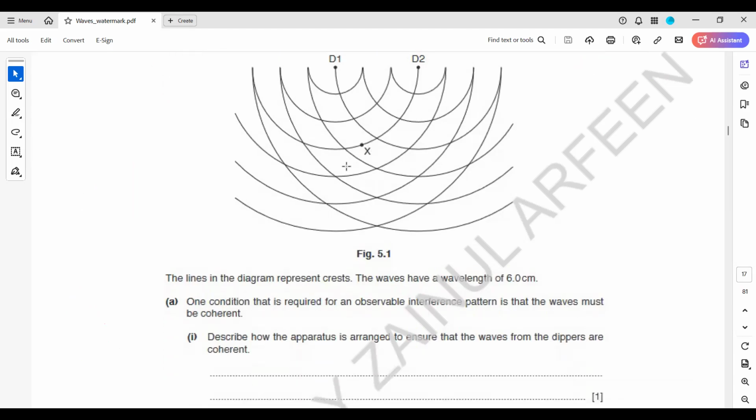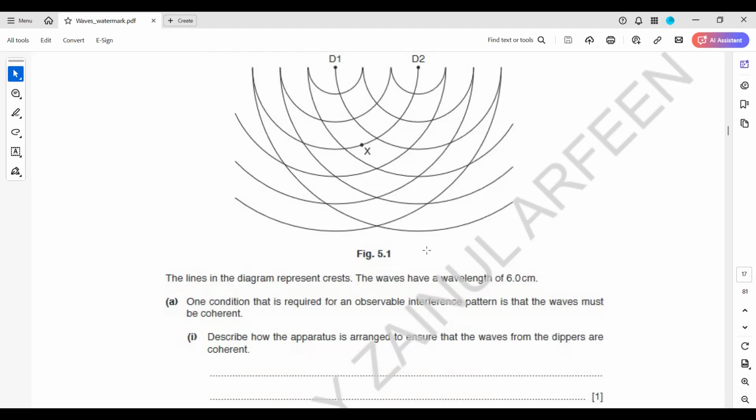One condition that is required for an observable interference pattern is that the waves must be coherent. Describe how the apparatus is arranged to ensure that the waves from the dippers are coherent. So what should be the condition so that the waves produced here are coherent? How do these dippers normally work, how are they producing a ripple?